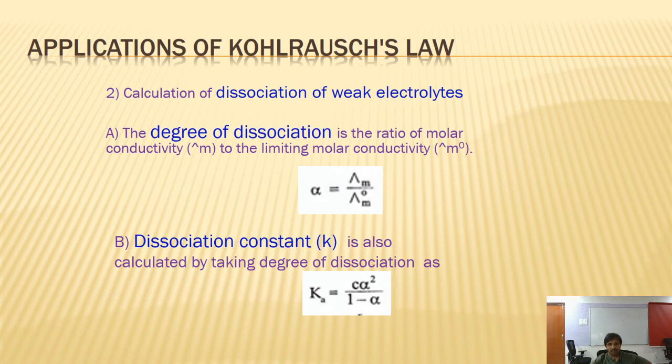The next application of Kohlrausch law is the calculation of dissociation of weak electrolytes. The first application was to calculate the conductance of a weak electrolyte. The next is to calculate the dissociation of weak electrolytes, in which we have the degree of dissociation and the dissociation constant. Degree of dissociation is the ratio of molar conductivity to the limiting molar conductivity. That is, the degree of dissociation is represented by alpha, equal to lambda m by lambda naught.